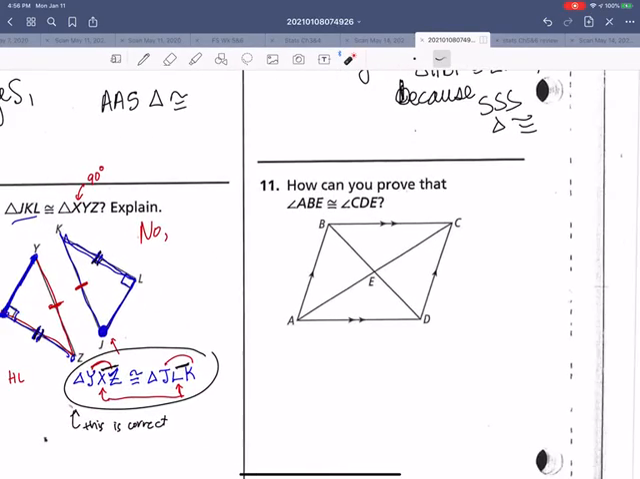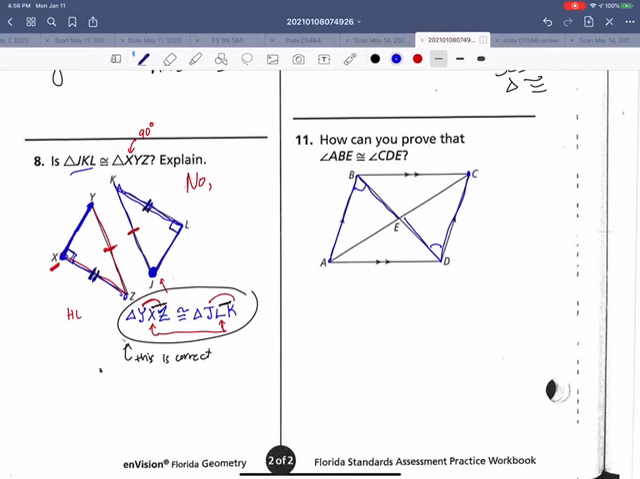11, how can I prove that? So let's see what they want. ABE, this triangle, this angle. How can I prove this angle is equal to this angle, CDE? How can I do that? That's what I want, and how can I do that? Well, notice this is angle evidence. Those are parallel lines. And so if we look at this, do you see the Z? That should remind you of AIAT.